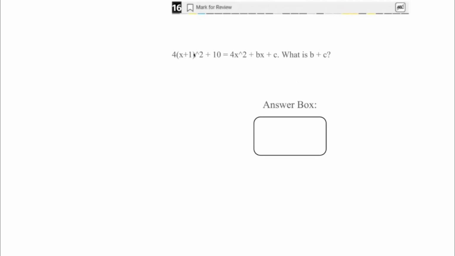Now we've got a juicier question. Just something to note: this caret just means squared. It's just because I was typing these out, so it looks a little wonky. All right, so now we're at a fun one.